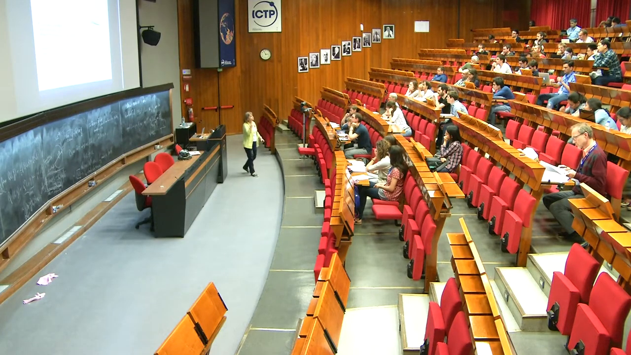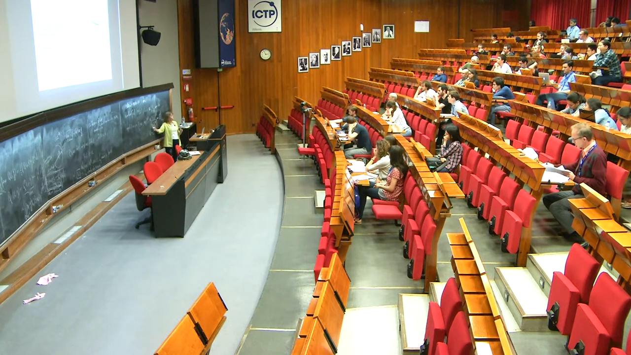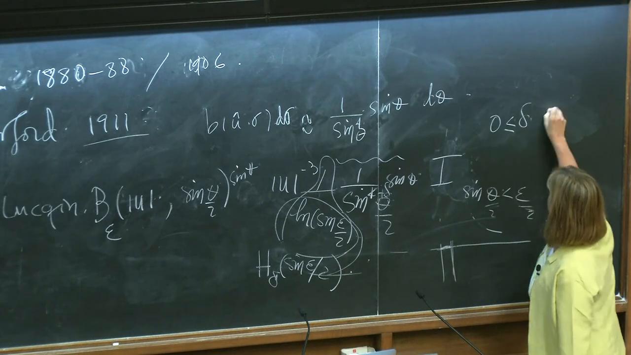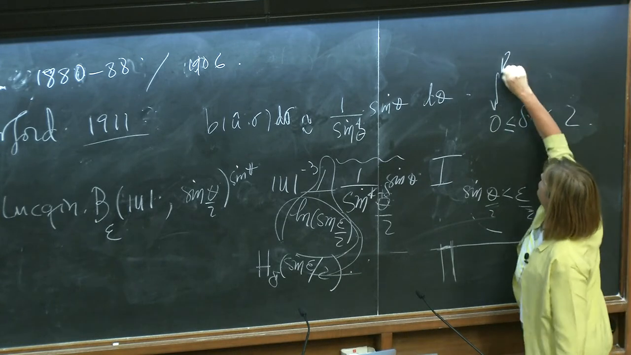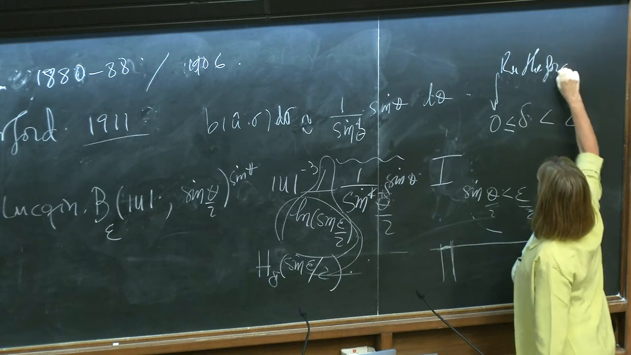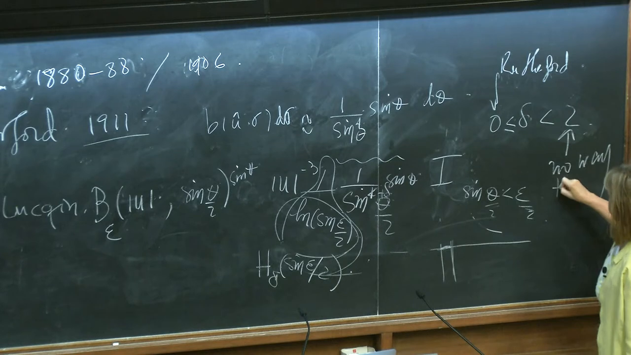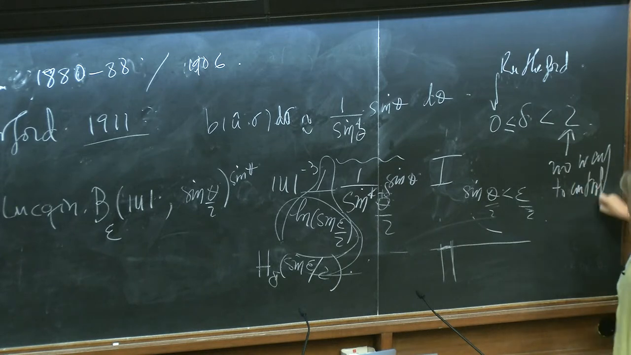So you really have to work a little bit like a physicist and do the calculation. Once you have this primitive, what you divide by is the value of the primitive evaluated at the sine of the cutoff value. So, for instance, delta can be 0, but cannot be 2. This is rather 4. And there is no way to control the tail. And that was actually very interesting.